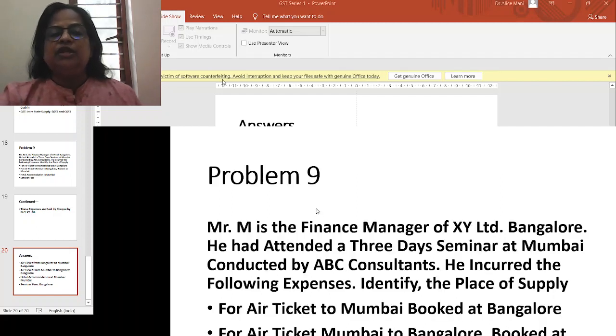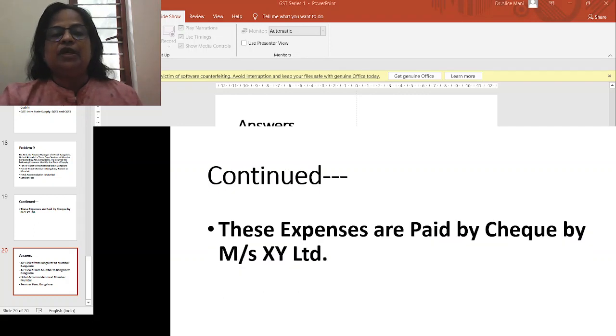Now the last question, Mr. M is the finance manager of XY Limited, Bangalore. He had attended a 3-day seminar at Mumbai conducted by ABC Consultants. He incurred the following expenses. Identify the place of supply. For air ticket to Mumbai booked at Bangalore. Second is for air ticket Mumbai to Bangalore booked at Mumbai, hotel accommodation in Mumbai and seminar fees. And here too, it is also mentioned that these expenses are paid by check by the company, Messrs.